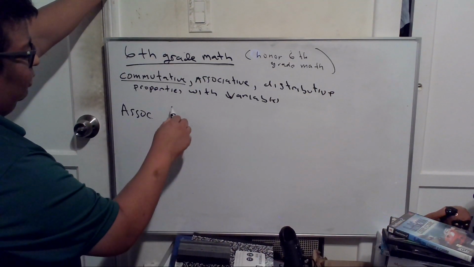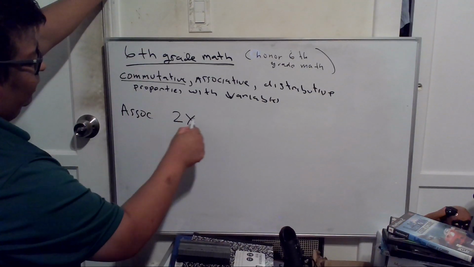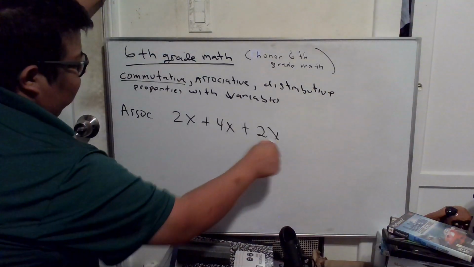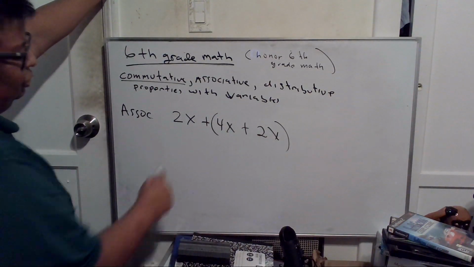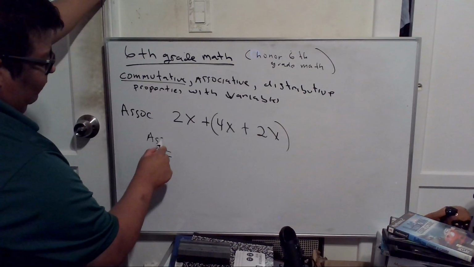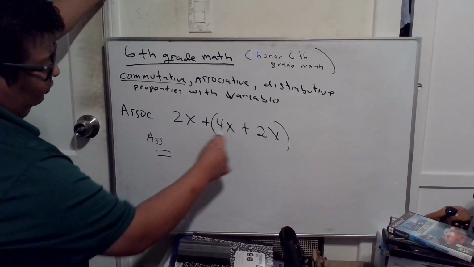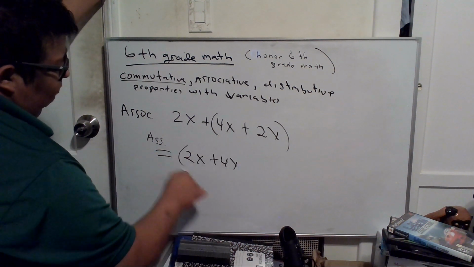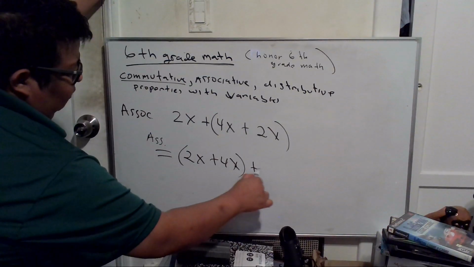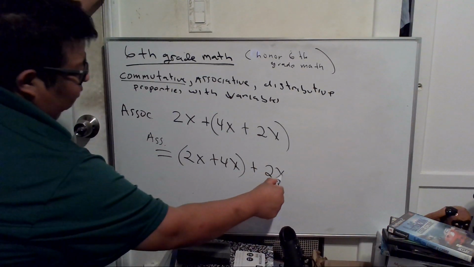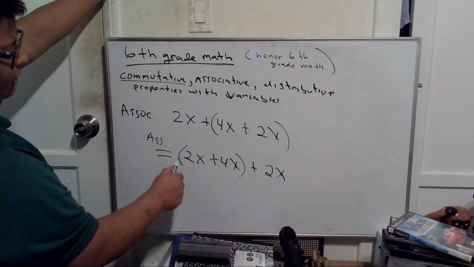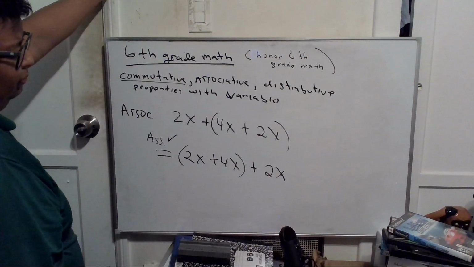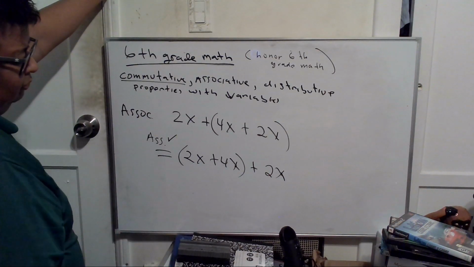So let's do one more example of those. If you have, for example, 2x plus 4x plus 2x, and you have the parentheses here, and you want to show associativity, how would you write it? You move the parentheses. It would be 2x plus 4x in parentheses, and then plus 2x. And these two quantities on the left and right side are equal. That means that the associativity works, it preserves the addition.